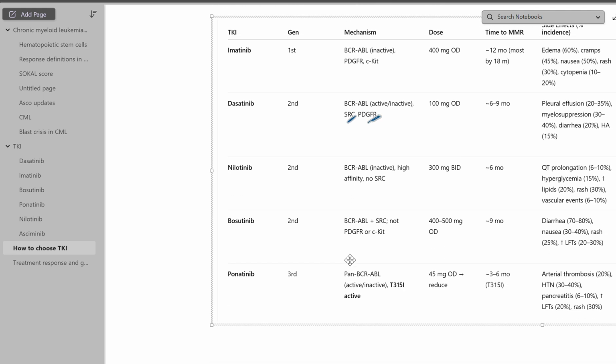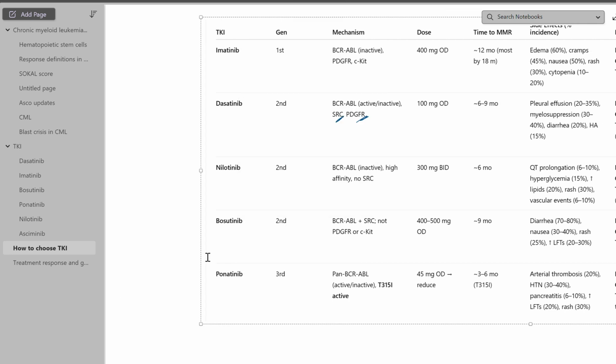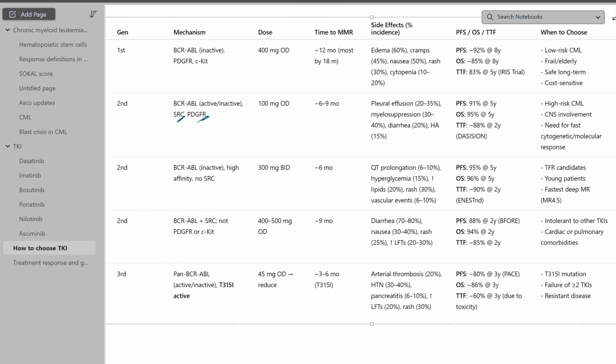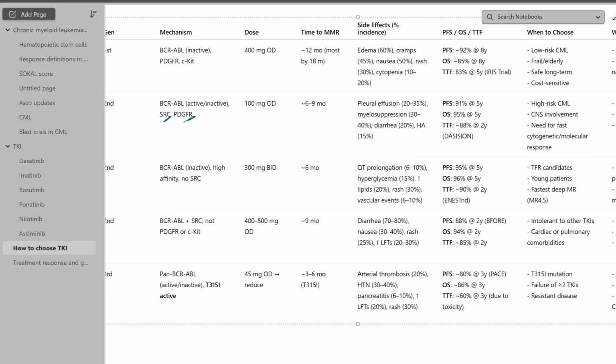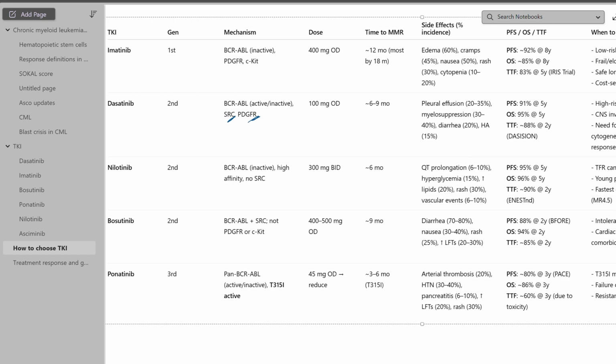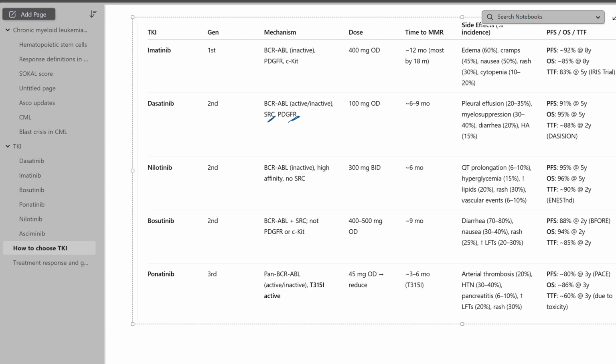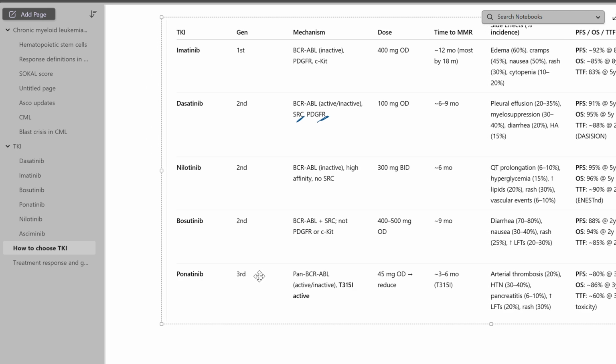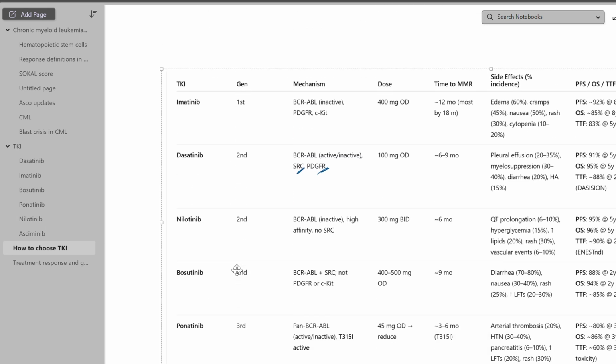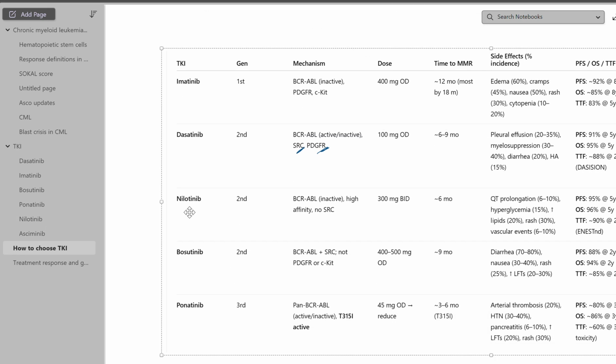None of these can be used in the T315I mutation. In that case, in T315I mutation, we have to go in for ponatinib. We don't have any choice because none of these will work. And the problem with ponatinib is it has a lot of side effects, cardiovascular side effects. Let's just go one by one.